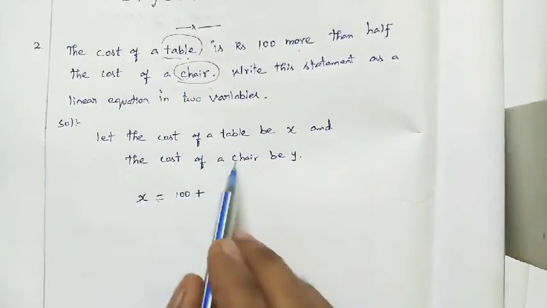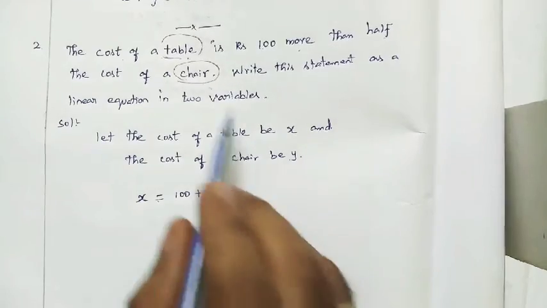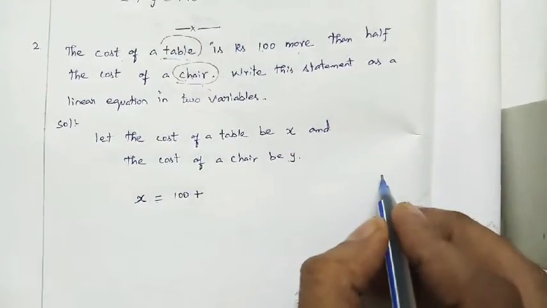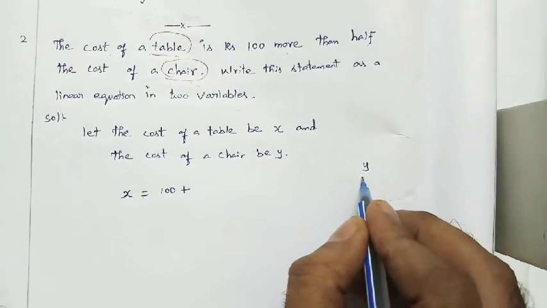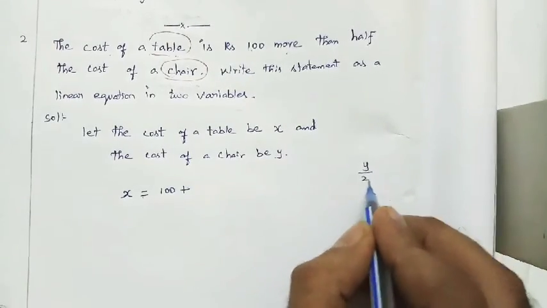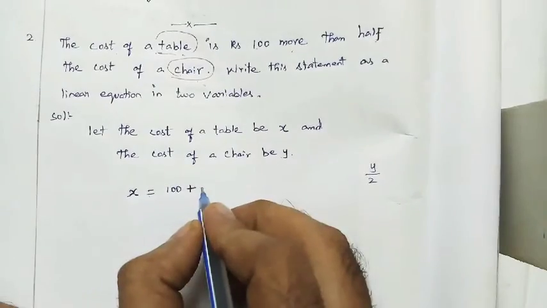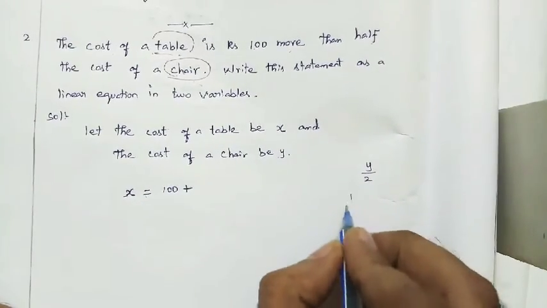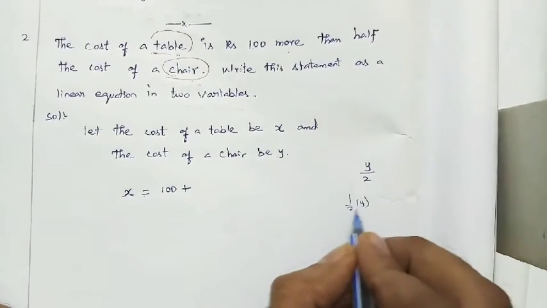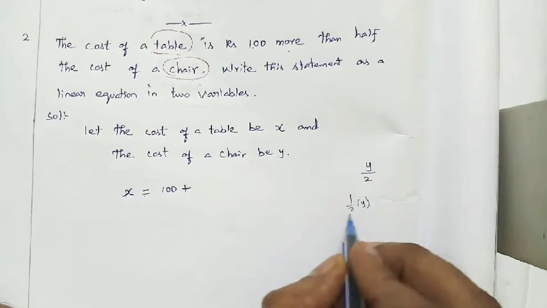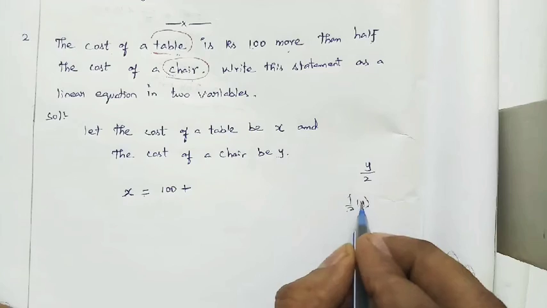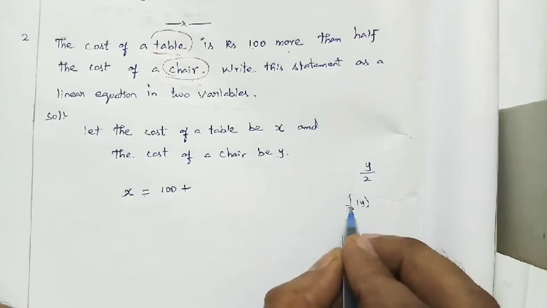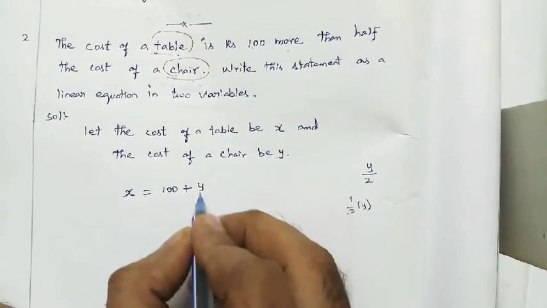The cost of a chair we have already assumed as y. Half of the cost of a chair means y by 2, that is 1 by 2 into y. Directly I am writing y by 2. Half of a chair's cost, 1 by 2 into y, is y by 2.